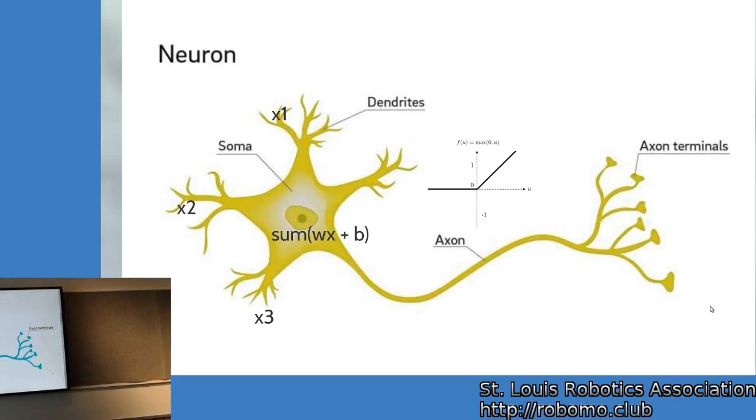If you're looking at a picture, you have pixels. Now each pixel would be, the top left pixel could be x1, and the next pixel will be x2 and x3, and so on.